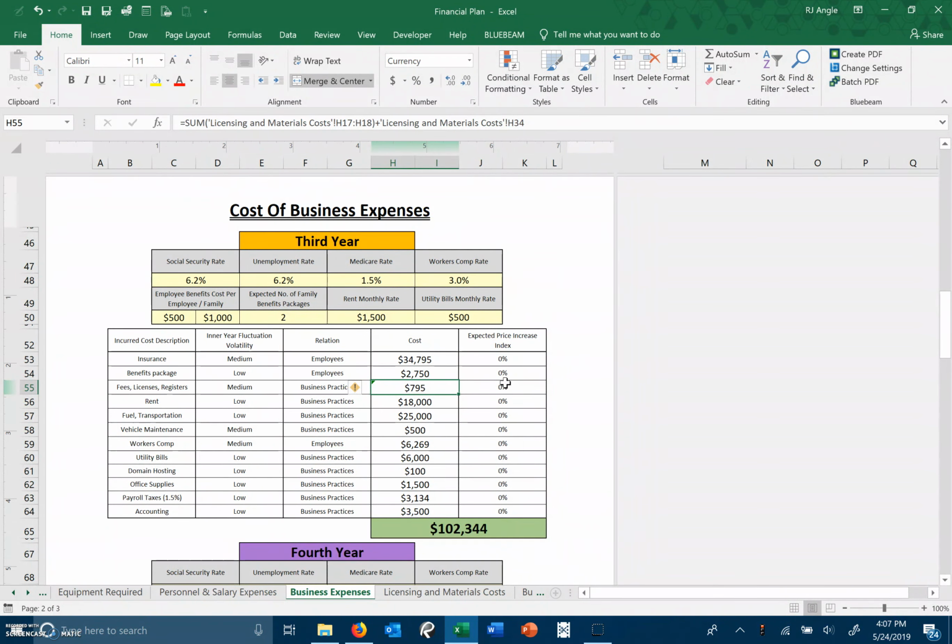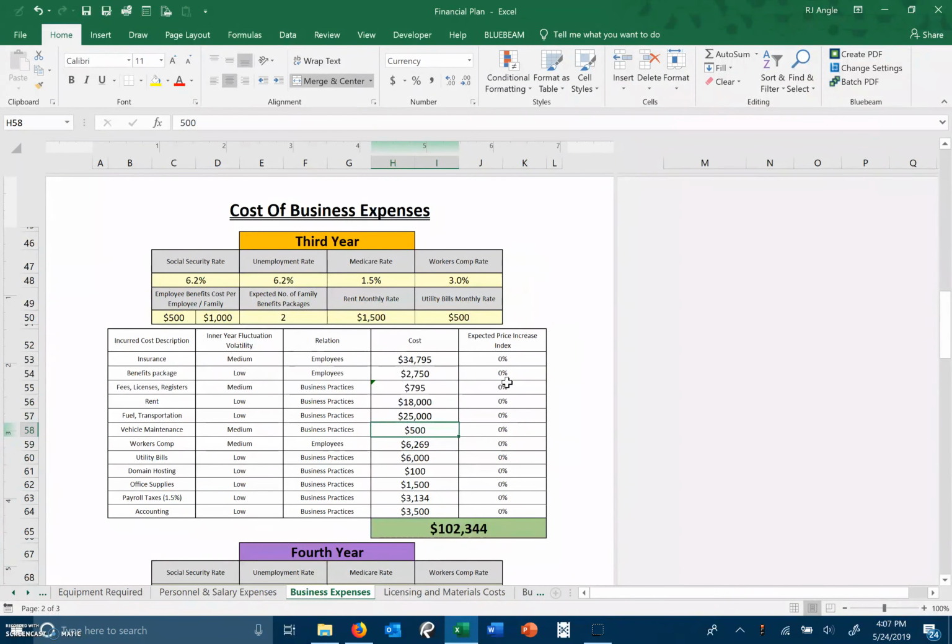And again, as I had talked about before, I do have biannual subscriptions that are going to be due for different certifications and licenses that I'm going to be carrying. And they're shown in this category here. My total year's rent payment is $18,000, which is $1,500 a month. My fuel and transportation budget remains at $25,000.